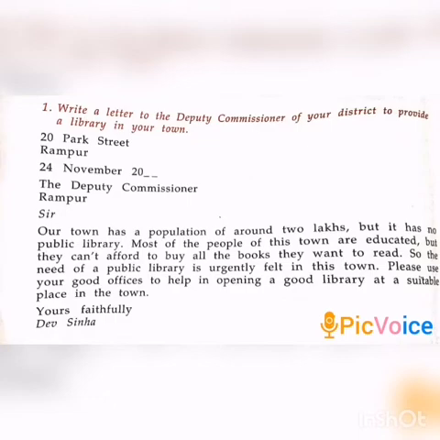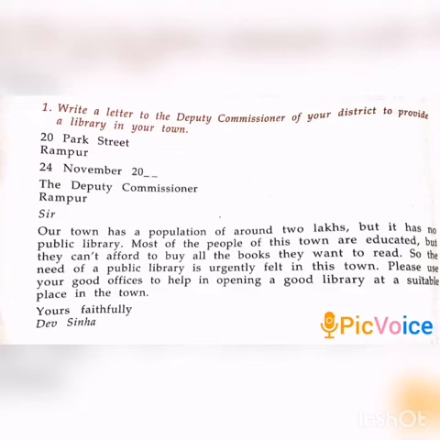Write the heading, form a letter. So, see, they have given 20 Park Street, Rampur. Here you can write your address. Okay. And next the date, they have given 24 November 2000. They have given 20. So, what should you fill? Whichever date you write, that date you fill. Okay, with 2021. Next, you leave one line.